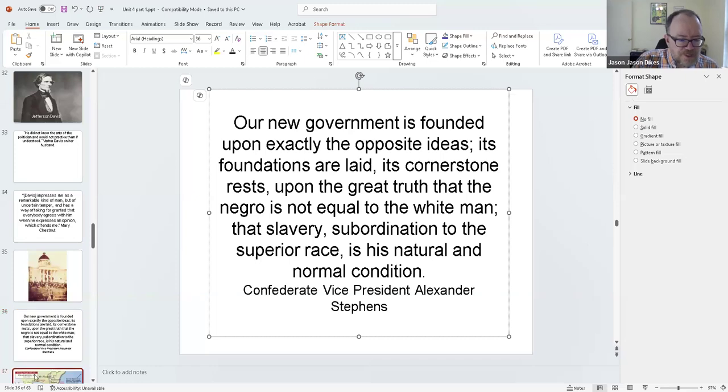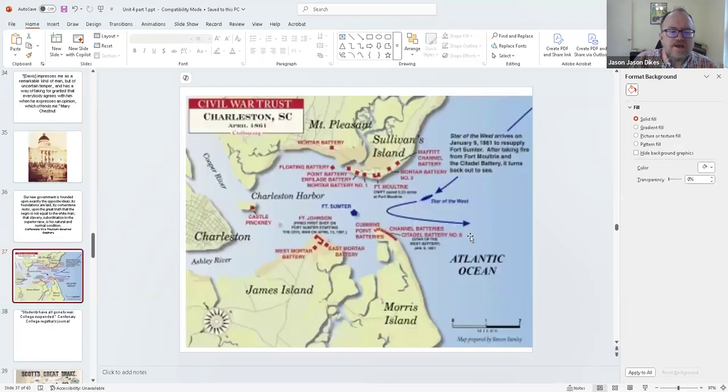Now, the shooting. As the Confederacy began to form, the military bases in the South began to be surrendered to the Confederacy. Like here in Texas, all of the military bases in Texas were surrendered to the state of Texas when it joined the Confederacy.